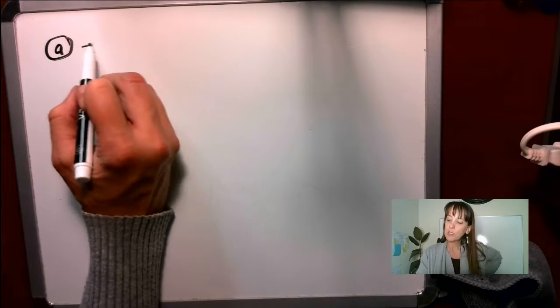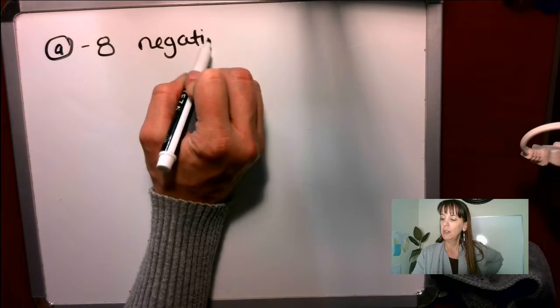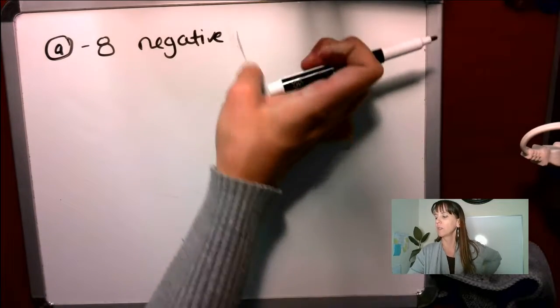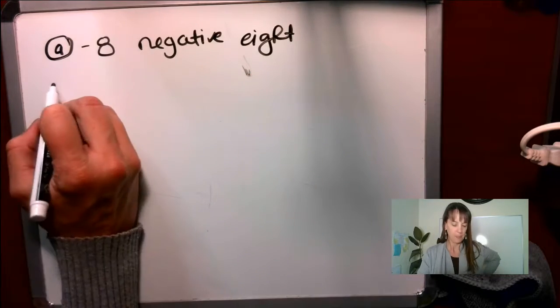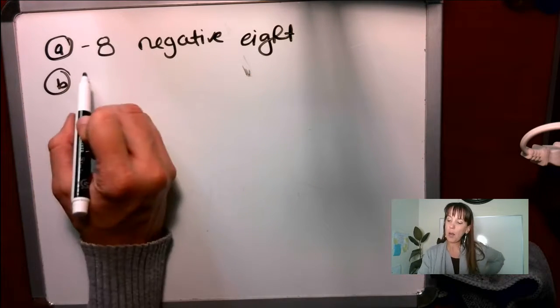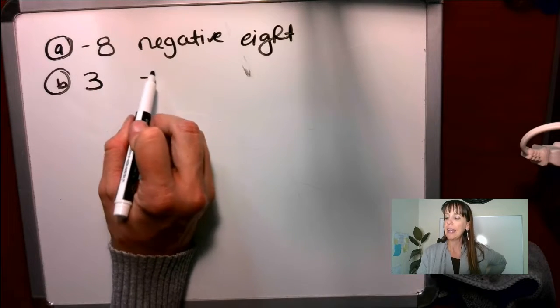All right, use words to write this number. That's going to be -8. Oh, use words, and then I write a number. 8, okay? B, what number is opposite of 3? The opposite of 3 is going to be -3.